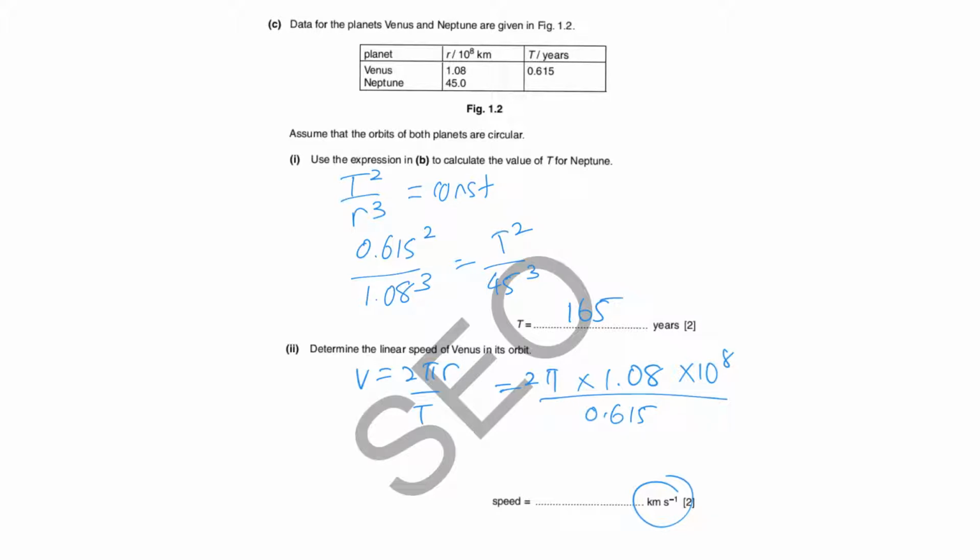So 0.615 years times 1 year is 365 days. Now you don't have to care about the leap year, times 24 hours times 60 minutes times 60 seconds, and that way you will get the linear speed, and that way you will get about 35.0 kilometers per second.